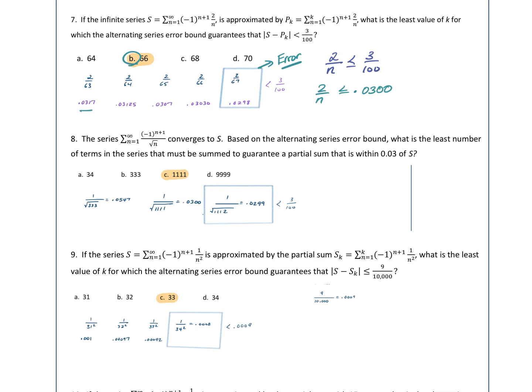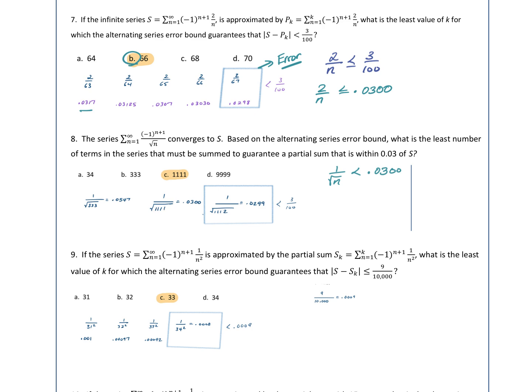Same thing for number 8, alternating series, error partial sum, how many terms, so that I'm within 0.03. So it's 1 over root n, and I need it to be less than 0.03. And again, they're giving us the values here, so these are way off, which is why I started with this one, to see if I have to go this way or this way. If I do the 333, I'm way off, so I came up over here. So I plugged in this.